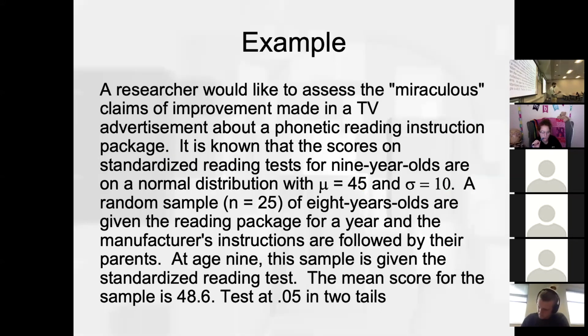And so let's go over an actual example here. A researcher would like to assess the quote-unquote miraculous claims of improvement made in a TV advertisement about a phonetic reading instruction package. It's known that the scores on standardized reading tests for 9-year-olds are on a normal distribution with a mean of 45 and a standard deviation of 10. A random sample of 25 8-year-olds are given the reading package for a year, and the manufacturer's instructions are followed by their parents. At age 9, this sample is given the standardized reading test. The mean score for the sample is 48.6. Test at an alpha level of 0.05 in 2 tails.